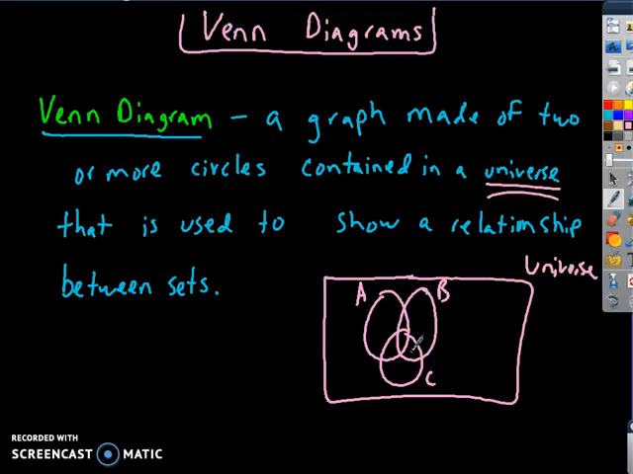Now let's actually talk about a word problem with it. All right, so I'm going to erase this note. So if you need it, I'll copy it. It's about to go away.